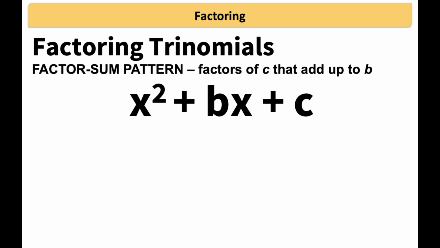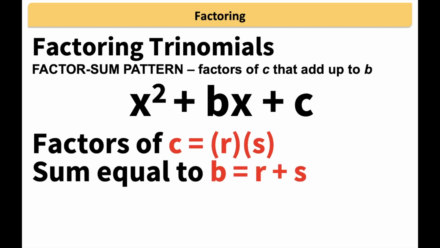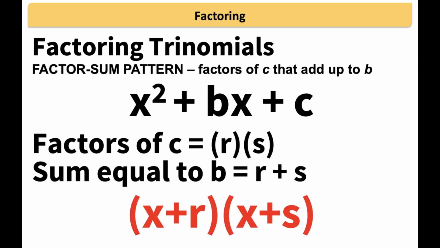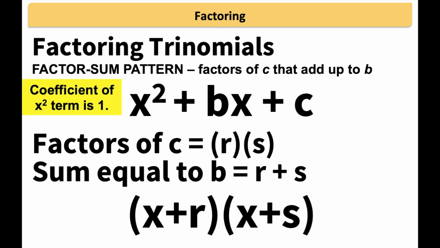So, kapag makikita ka ng ganito, meron ka ng tinatawag na factor sum pattern, wherein yung factors ng c mo would add up to b. So, for example, if yung factors ng c mo is r and s, and it so happens na yung r plus s is equal to b, ang magiging factor ng iyong x squared plus bx plus c is yung x plus r times x plus s. Again, reminder, yung mag-a-apply lang to kapag yung coefficient ng x squared mo is 1.